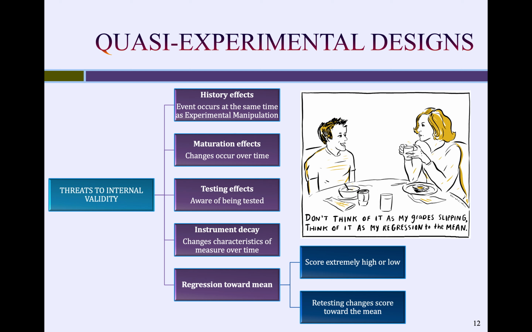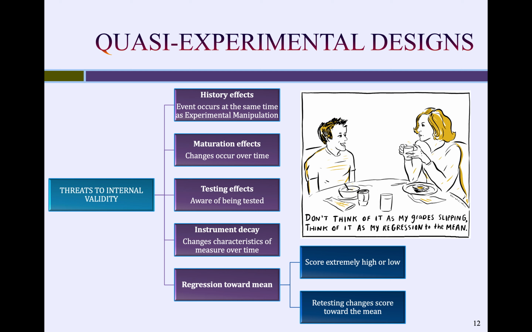Now, there are the threats to internal validity that can happen with quasi-experimental design. History effects: the event occurs at the same time as the experimental manipulation. In other words, some type of major event in history, 9/11 for example, or the current pandemic, is another example that can have an effect on the experimental manipulation.